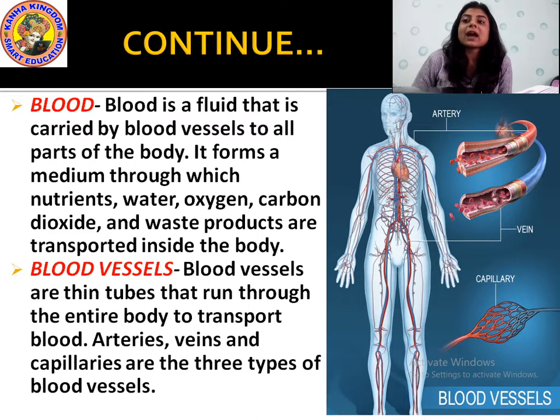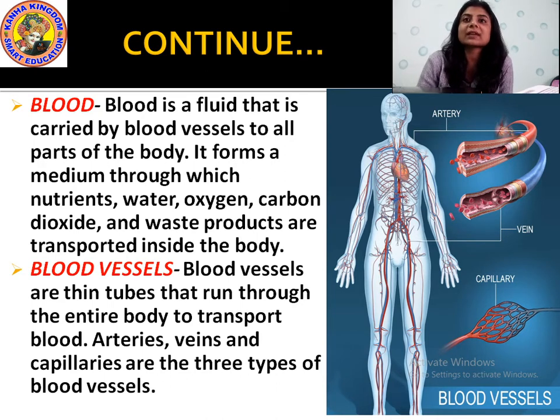Okay. Then arteries, veins and capillaries are the three types of blood vessels. Now what are the different types of blood vessels? Those are arteries, A-R-T-E-R-I-E-S, veins, V-E-I-N-S, and capillaries. If you are asked what are the three types of blood vessels, what will you say? The three types of blood vessels are arteries, veins and capillaries. Okay, I hope you understood.